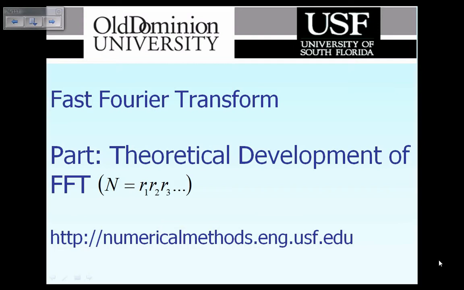Alright, in this lecture, we'll talk about a big topic, fast Fourier transform, and specifically, in this particular chapter, we will talk about the theoretical development of FFT, fast Fourier transform, corresponding to the case where the number of sample data points, capital N, is equal to the product of three or more integers. So for example, N is equal to R1 times R2 times R3, where each of the integers R1, R2, R3 are all integers. And this formula can be generalized to R1 times R2 times R3 times R4 or anything.